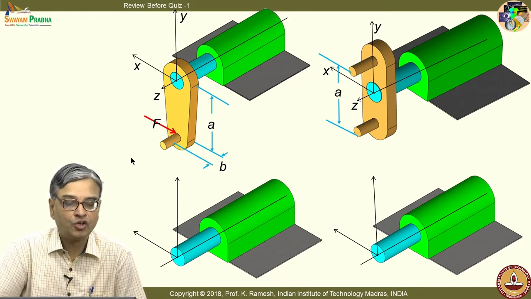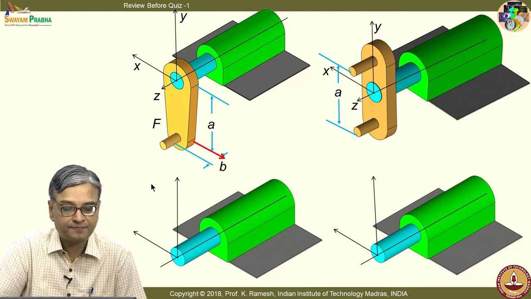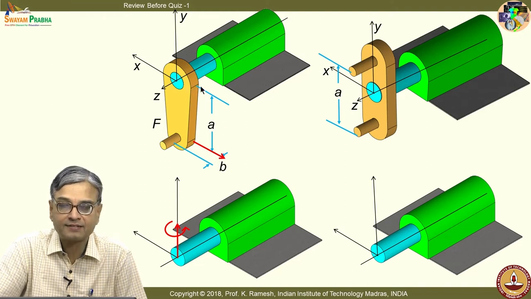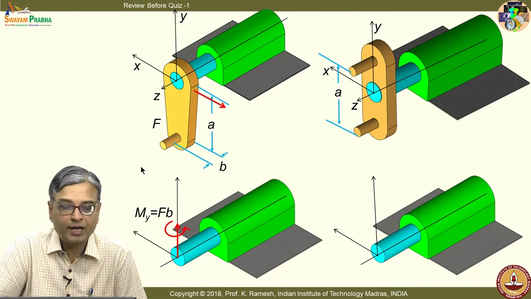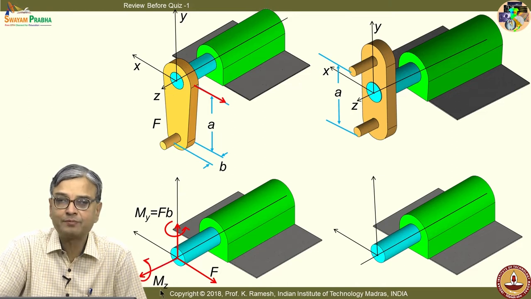Fine. So, this would result in a couple, which is given here, which will be F into D. Then I would move this force from this level to the level of the x axis. So, I have this force when it is moved. What I will have is a force acting on it as well as a twisting moment.